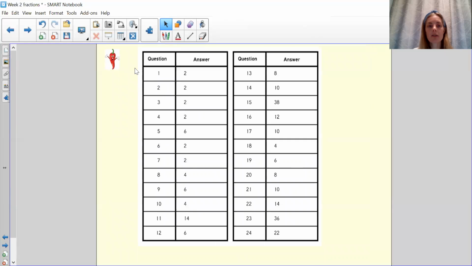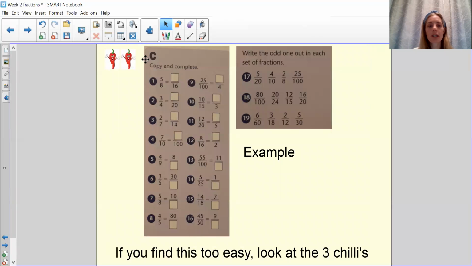Right, here are your answers, 1 chili. So see if you've got these missing numbers, all right, and see how well you did. Hopefully you've done really well and you're now quite confidently understanding equivalent fractions. Right, these are your 2 chilies, okay? Again, remember, it's exactly the same now as yesterday, just the numbers are getting a little bit bigger.